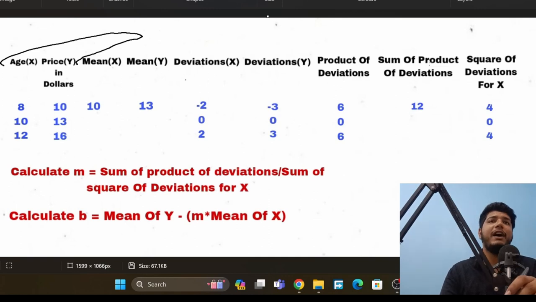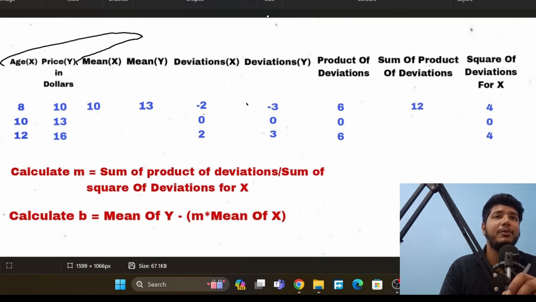Now we have to calculate deviation. First we will calculate the deviation of x. So 8 minus 10 is equal to minus 2, 10 minus 10 is equal to 0, and 12 minus 10 is equal to 2. And we will do the same with the deviation of y: 10 minus 13 is equal to minus 3, 13 minus 13 is equal to 0, 16 minus 13 is equal to 3.